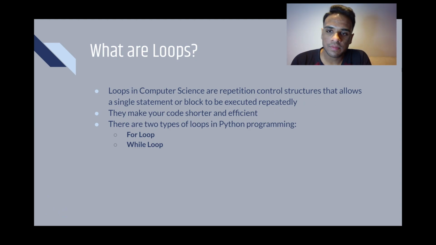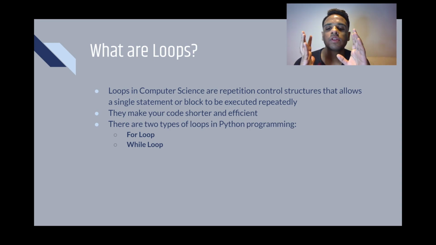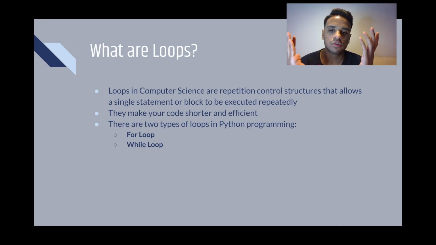So what are loops? Loops in computer science are basically repetition control structures that allow a single statement or a block to be executed repeatedly. What I mean by that: let's say I wanted to print hello world. We know how to print hello world. I showed you in the previous video, and it's pretty straightforward. Just write the function print, parentheses, the string hello world in quotation marks, and when we run that code, it will just print hello world.